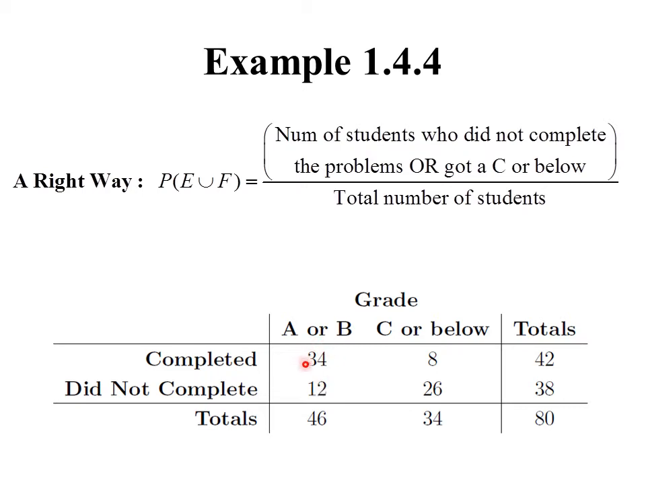So if we look here, these 34 students, they completed and they got an A or a B. So we're not interested in those students. These 8 students got a C or below. So we're interested in those, so we're going to count those. These 12 students did not complete, so we're going to count them. And these 26 students did not complete. They also got a C or below, so we're going to count them. And so the total is 8 plus 12 plus 26. We divide that by 80, and we get our final answer of 0.575. So there's one right way to calculate this probability.